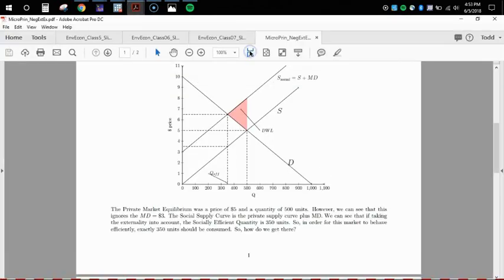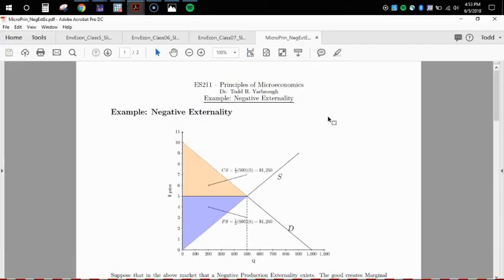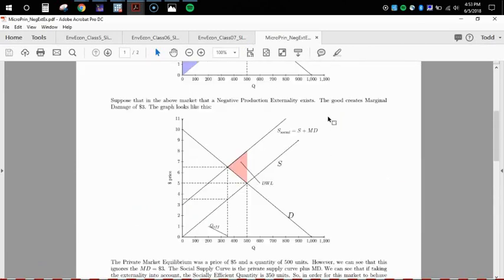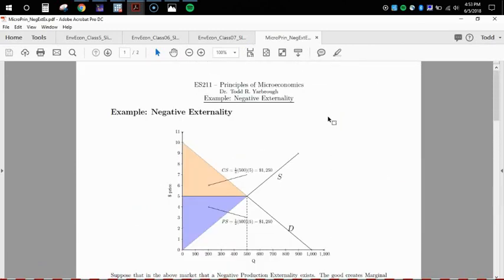Let's go through an example of a negative externality, because we did one in class, but I just know, generally speaking, that people tend to have issues with the math behind them. So I just wanted to walk you through it a little bit real quick and make sure that everybody's on board here.